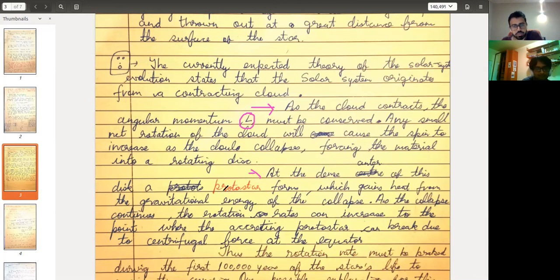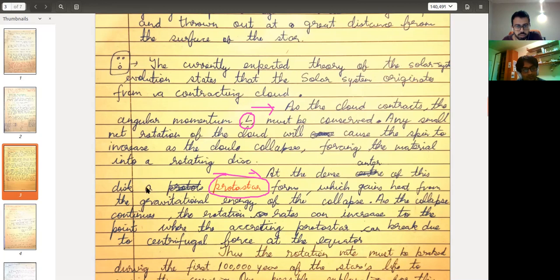At the center of the disk, a protostar forms, which gains heat from the gravitational energy of the collapse. As the collapse continues, the rotation rate can increase to the point where the accreting protostar can break apart due to centrifugal force at the equator. So this magnetic braking has to play a very important role in the life cycle of a protostar. Because if this magnetic braking does not happen at a particular time, then the star can sort of break away. Our sun and its planets formed because this magnetic braking happened at the correct time.